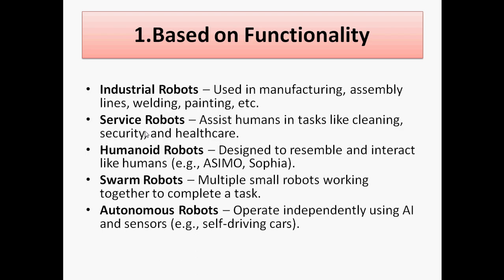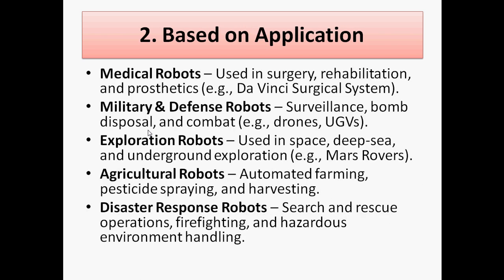The next is swarm robots. Multiple small robots work together to complete a task, and these are called swarm robots. The next is autonomous robots. They operate independently using AI and sensors. An example is self-driving cars. Then the second classification is based on application.